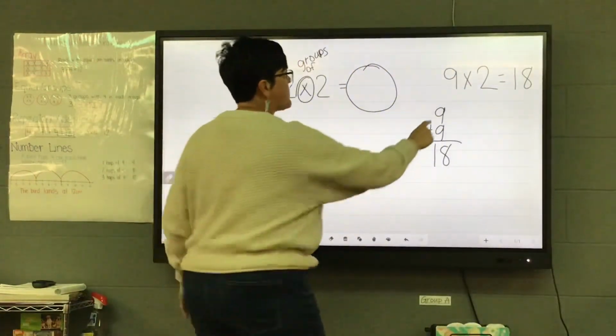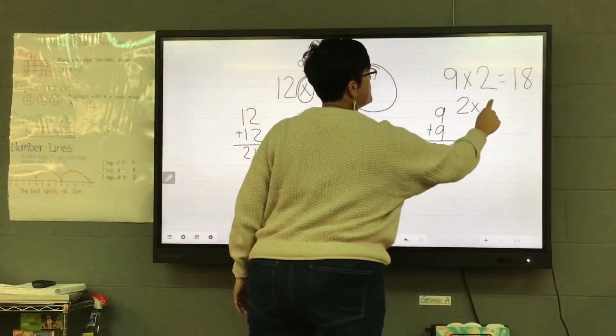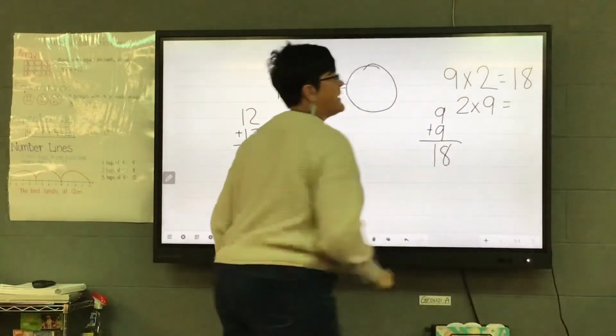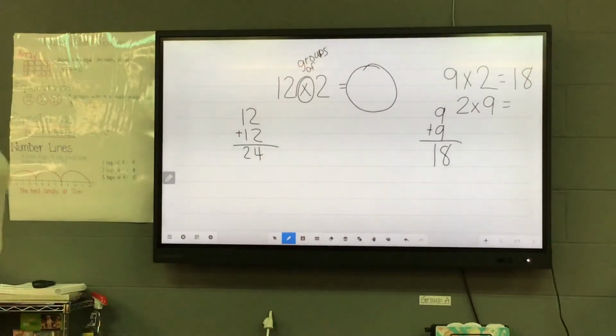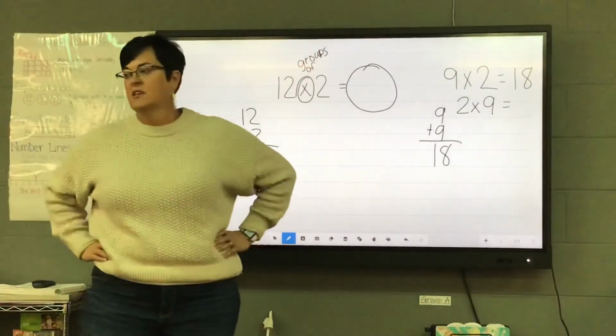Friends, what would the product of 2 times 9 equal? Put your hands on your hips if you think you know what the product of 2 times 9 would be.